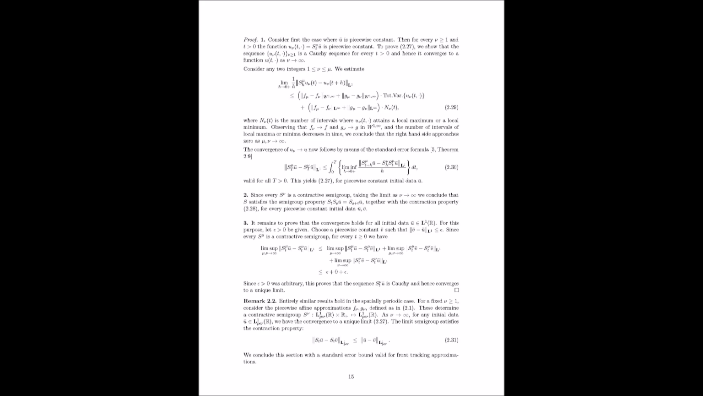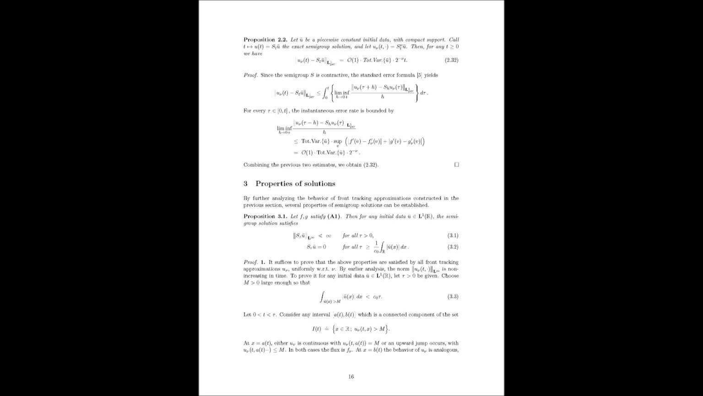Propositions 3.2 and 3.3, discussed on pages 15 and 16, highlight these connections. Proposition 3.2 establishes that the limit solution has bounded variation, meaning it doesn't fluctuate too wildly. This well-behaved nature is a key factor in its long-term behavior. And then Proposition 3.3 confirms that this limit solution, the one we get from front tracking, actually satisfies the definition of a weak solution. So it's not just some mathematical phantom, it actually follows the rules of the game.